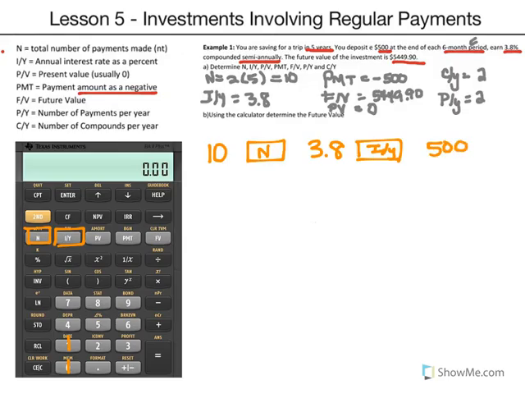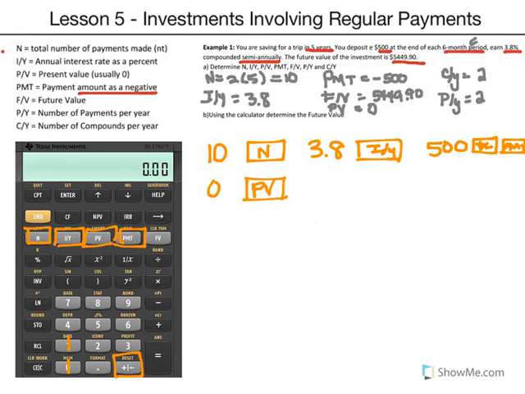And when you put the negative sign, which is the plus and minus sign, you have to push it after. So 500, plus or minus, payment. So now we've inputted our payment. Then we put 0 for our present value. See how we've used all of those.